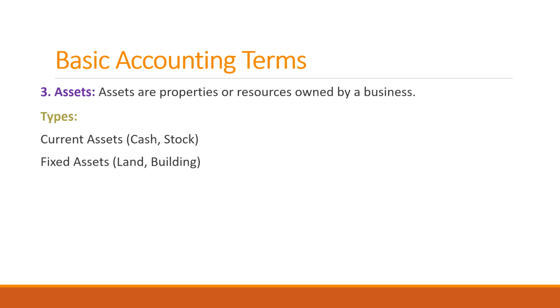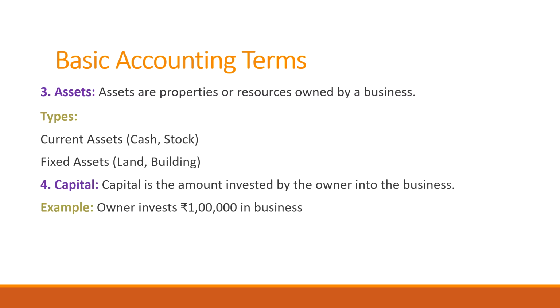Next, it is assets. Assets are nothing but the properties or resources which are owned by the business. There are types of assets. Mainly, it has been categorized into two. First one is current assets. Second is fixed assets. So, when it comes to assets, the examples are cash and stock, which can be current assets, and land and building, which are immovable, are called fixed assets.